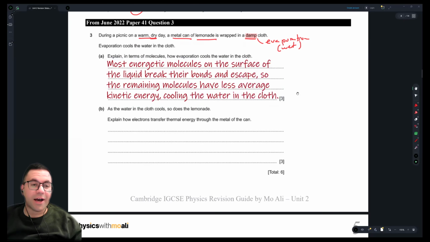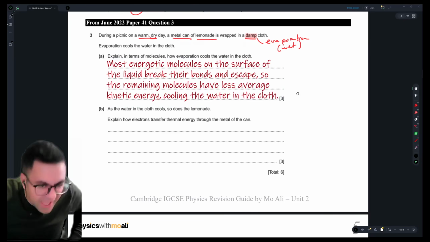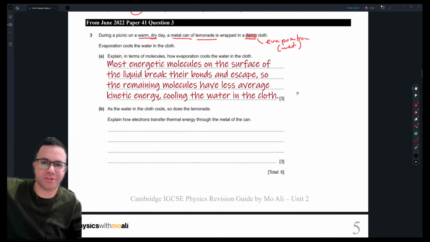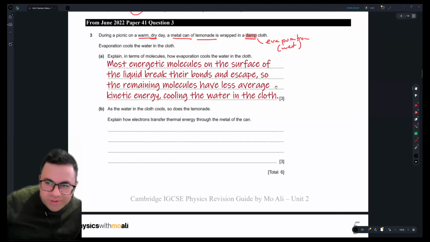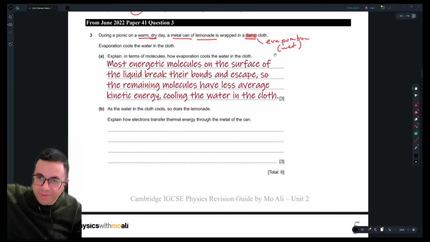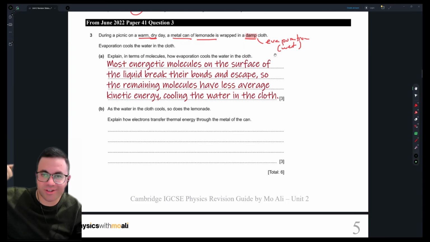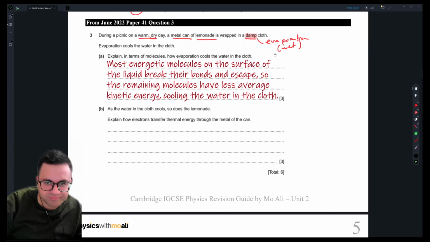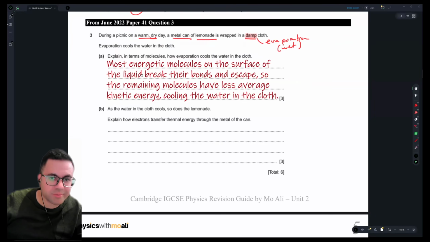Now, I would not have probably mentioned everything, like most energetic molecules on the surface of the liquid, if it wasn't worth 3 marks. Because if it was just about how does evaporation cool the water, I would just say, oh yeah, when the most energetic molecules escape, the remaining molecules have less average kinetic energy. That's worth 2 marks. I have to describe a little bit more. I have to start the evaporation process from the beginning because it's worth 3.